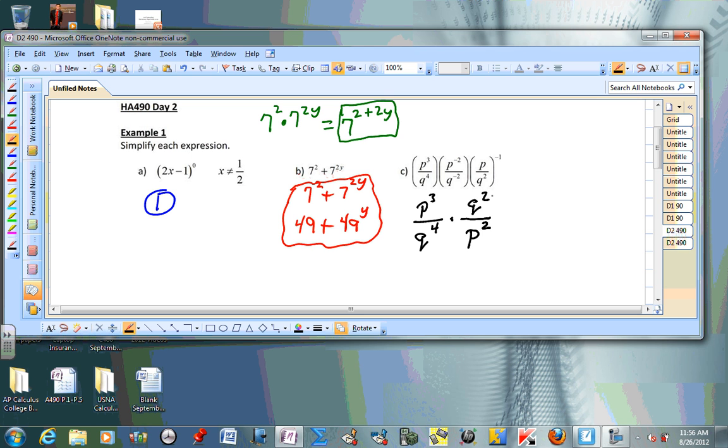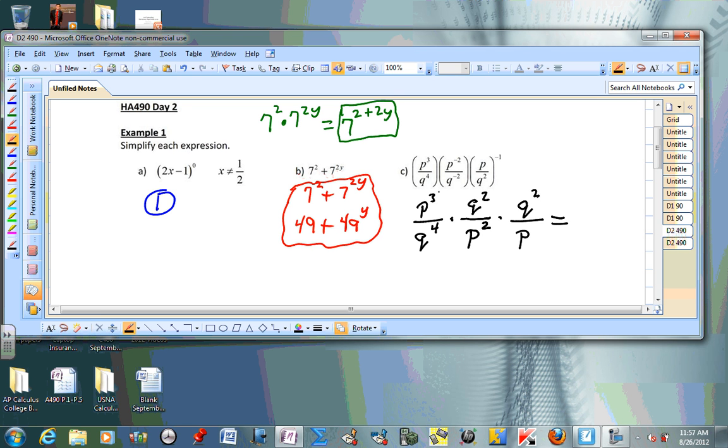Now, we're going to take a look at the last fraction. We have the quantity p over q squared, all raised to the negative 1st power. So remember that negative exponents mean reciprocal. This will give us q squared over p. Now we have two options to continue this problem. We can multiply first and then simplify, or we can simplify first and then multiply. So in this case, we're going to multiply first.